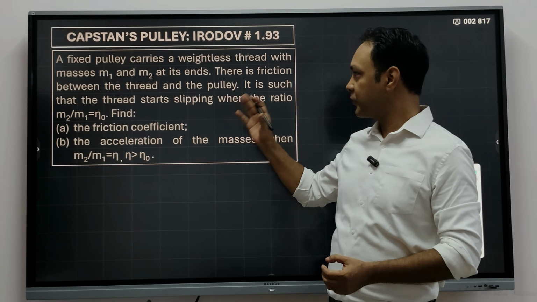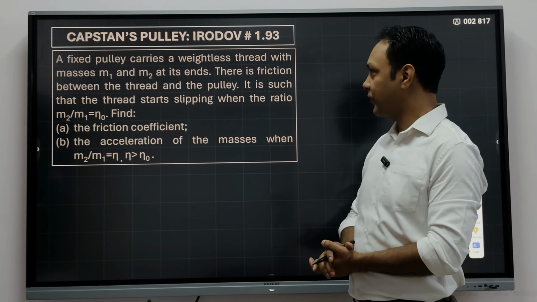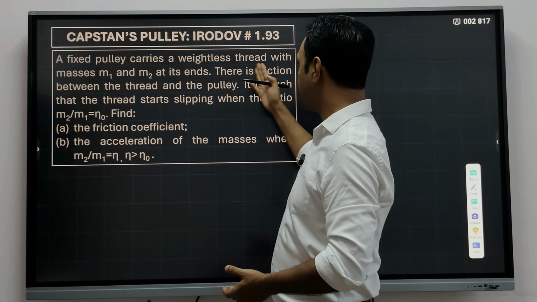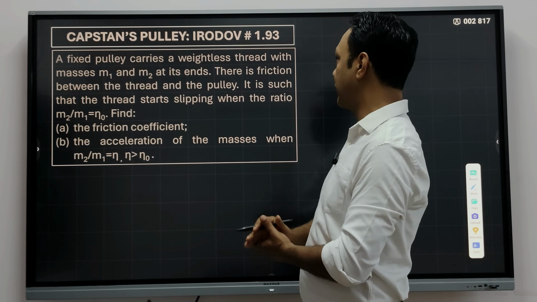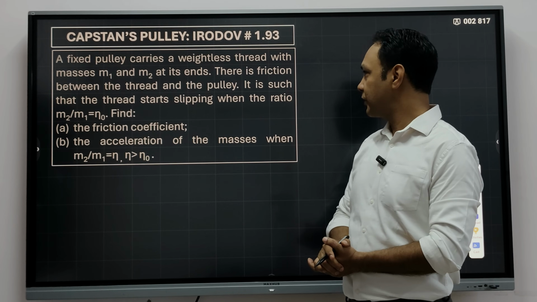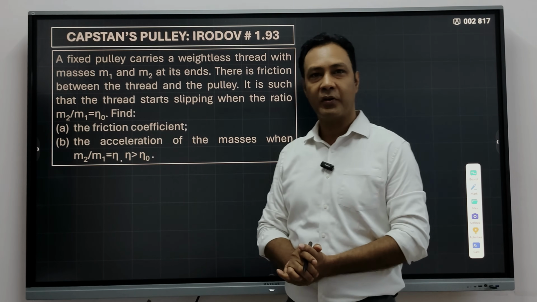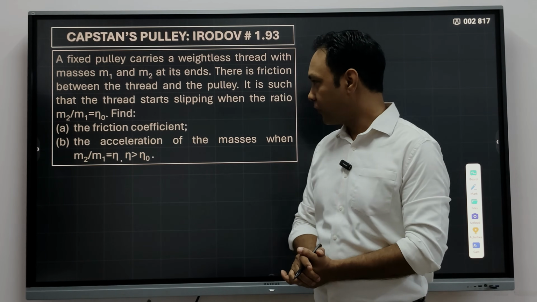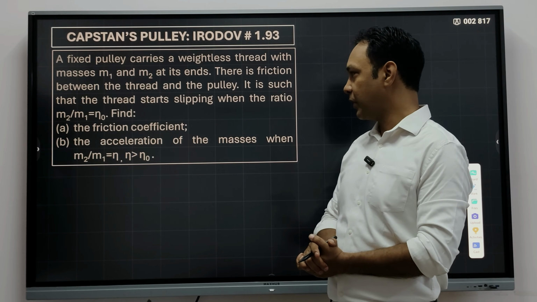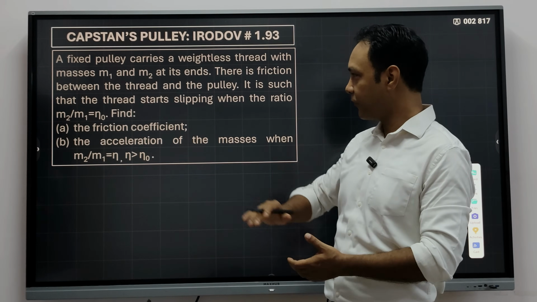So why is this problem very good? Because it involves a real life setting. So there is a friction here. Let me read the question. A fixed pulley carries a weightless thread with masses m1, m2 at its ends. There is friction between the thread and the pulley. It is such that the thread starts slipping when the ratio m2 by m1 is eta naught. Find the coefficient of friction and the acceleration of the masses when m2 by m1 is eta, and that eta is greater than the previous eta. I will explain everything with a diagram.